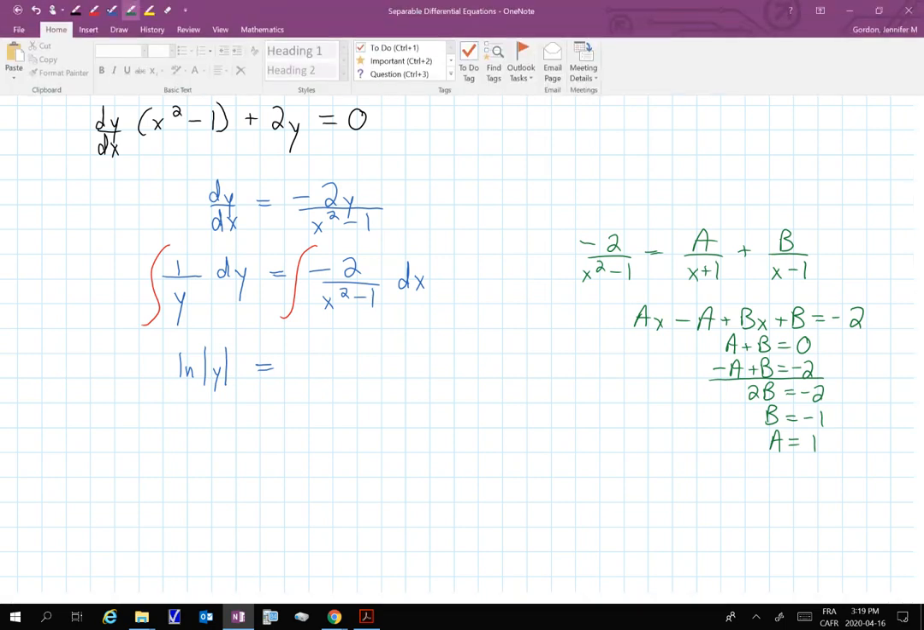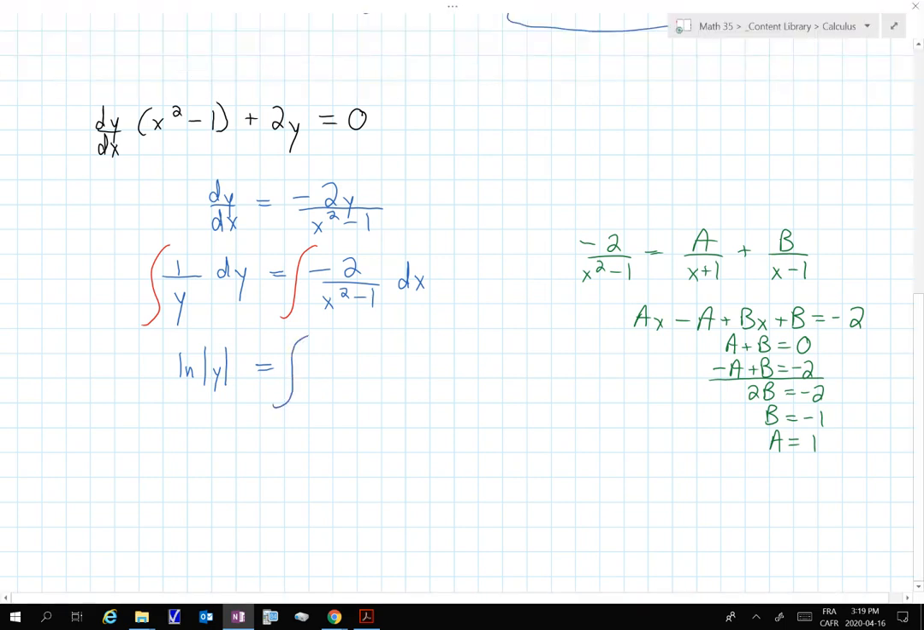So now what I'm integrating is 1 over x plus 1 minus 1 over x minus 1 dx. These are now just logarithms as well. So the natural log of the absolute value of x plus 1 minus the natural log of the absolute value of x minus 1. Here is where I'm going to add a constant. I am calling that C1 because I'm not at the end. I have some isolating and so on to do.